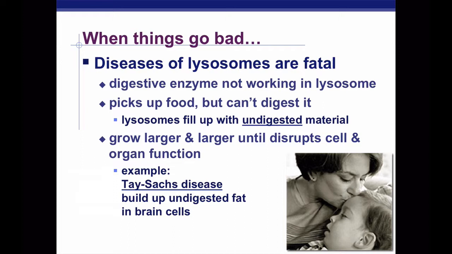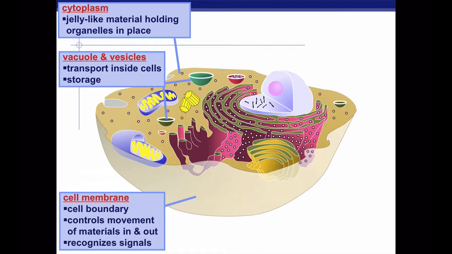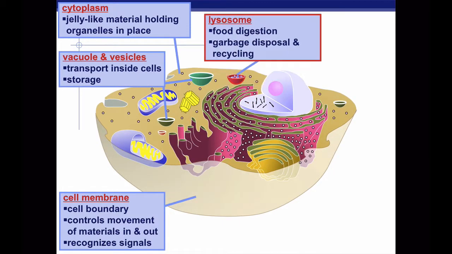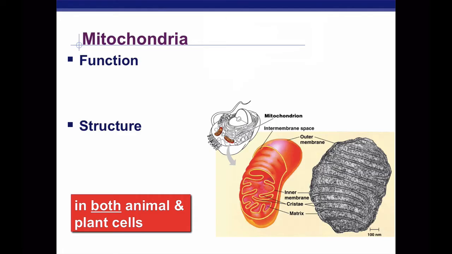An example of this is a genetic disease called Tay-Sachs. The mom and the dad didn't have Tay-Sachs; they were carriers of the disease. And so there's a 25% chance their child would be born with it. Unfortunately, the child will die before they're 5 years old. It's a buildup of undigested fat in the brain cells and starts to liquefy the brain. So, lysosomes: food digestion, garbage disposal, and recycling.